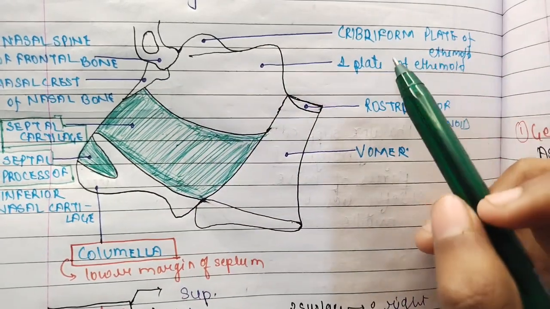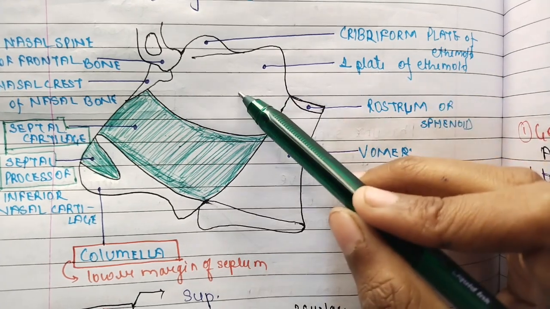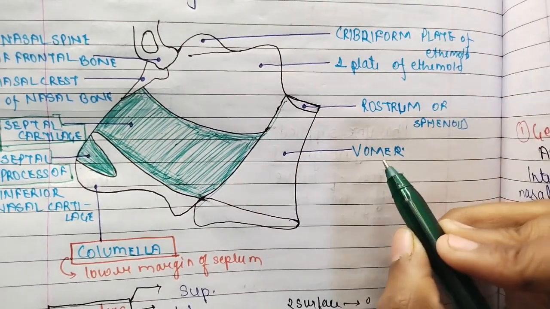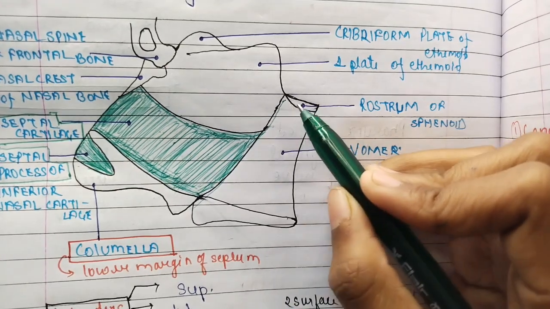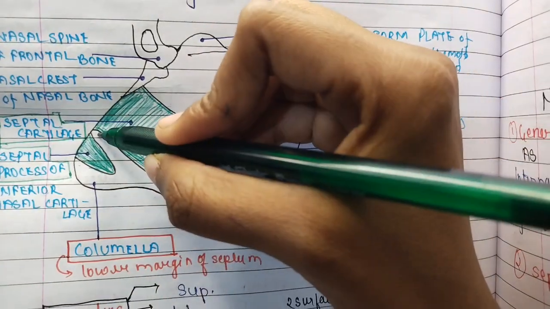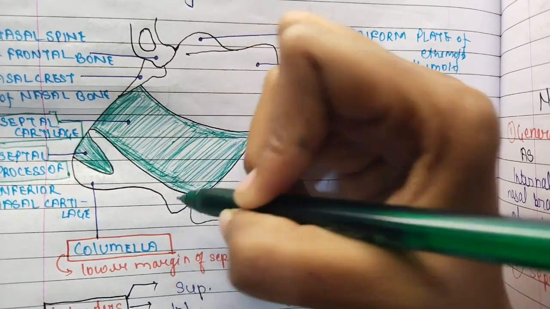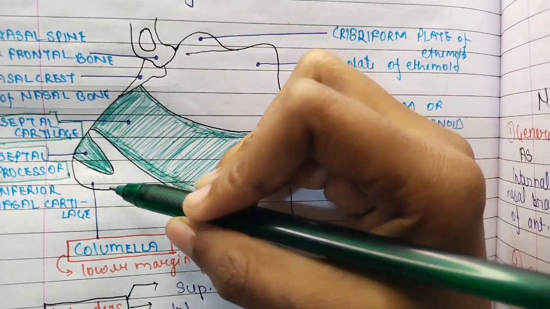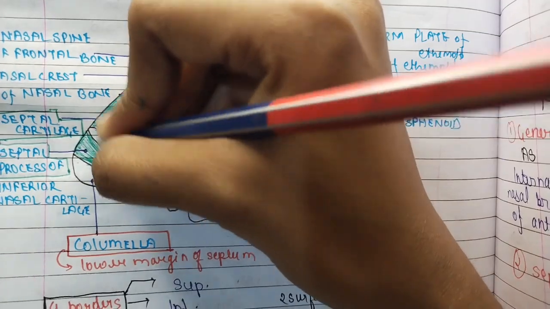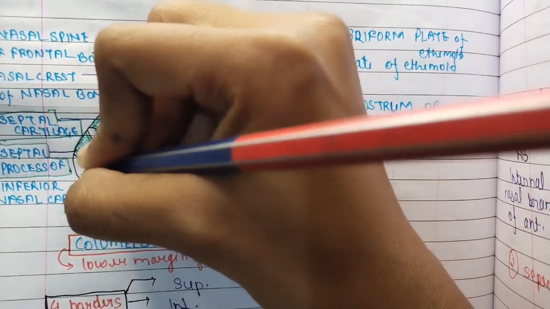Okay, then we have the cribriform plate of ethmoid. Then we have the perpendicular plate of ethmoid. This is your perpendicular plate of ethmoid. Then we have this part. Okay, so this is your vomer. And in the uppermost part of the vomer, you have this rostrum of sphenoid. Okay, then one thing is there, you can see this scissor-like or knife-like structure just beside the vomer. This part is called your columella. Okay, I can draw. So this blue colored part is called your columella.